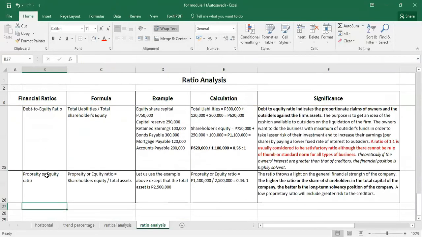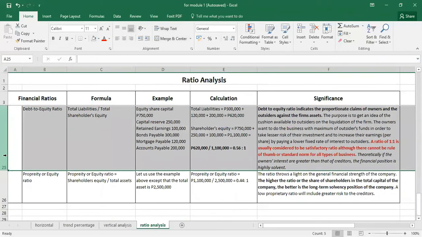There are two of them. We have the debt to equity ratio. How to compute for this one? Total liabilities divided by total shareholders' equity. So, what is the significance of our debt to equity ratio? Our leverage ratios are for the long-term solvency of the firm. The debt to equity ratio indicates the proportionate claims of owners and the outsiders against the firm's assets. The purpose is to get an idea of the cushion available to outsiders on the liquidation of the firm.